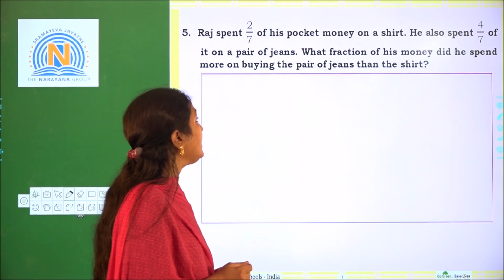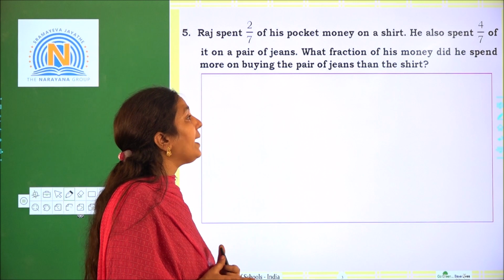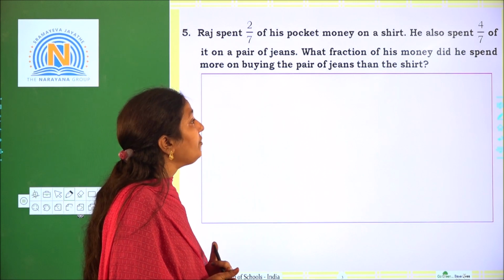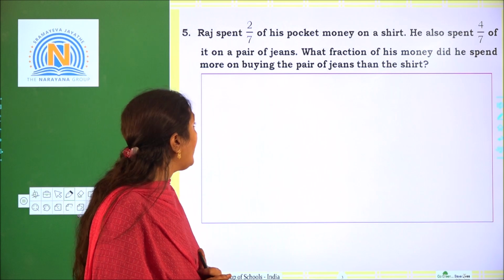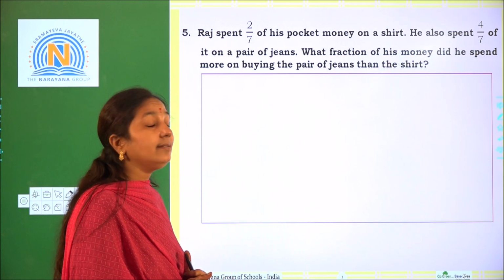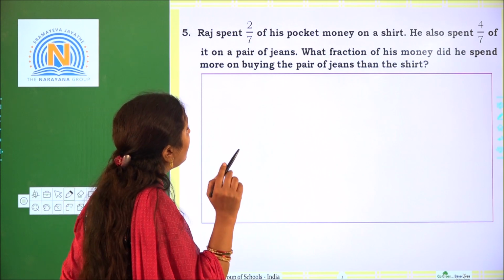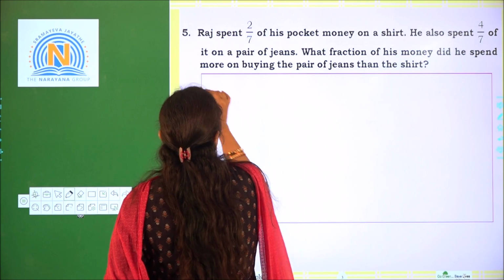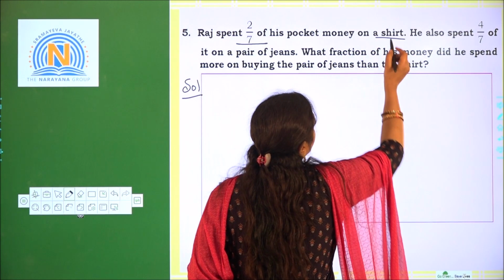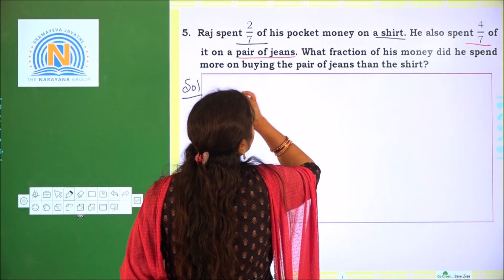Raj spent 2 by 7 of his pocket money on a shirt. He also spent 4 by 7 of it on a pair of jeans. What fraction of his money did he spend more on buying a pair of jeans than the shirt? So 2 by 7 on the shirt and 4 by 7 on the pair of jeans.